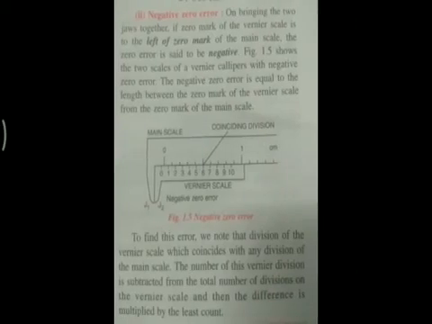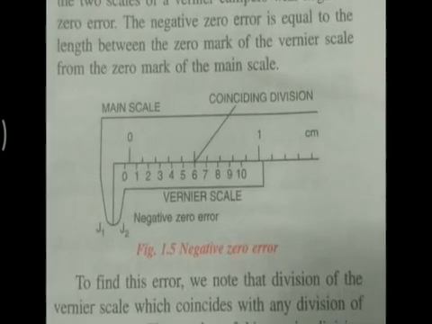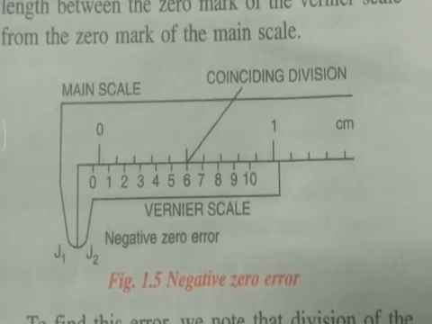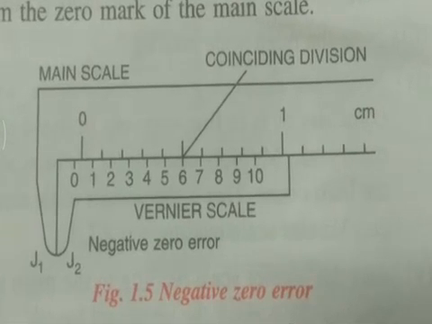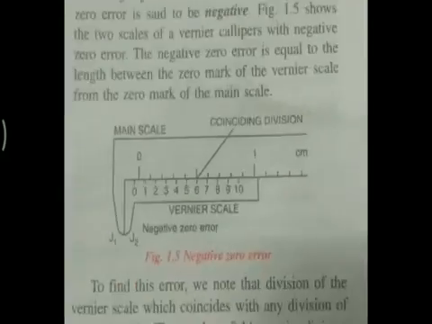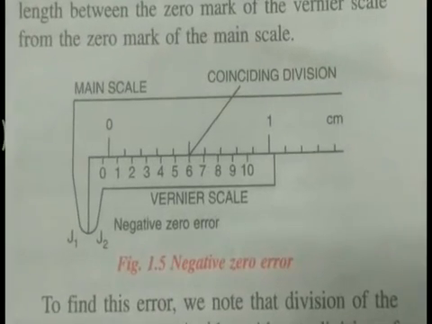Next is your negative zero error. In case of negative zero error, whenever you bring two zeros together, if the zero mark of the vernier scale is to the left of the zero mark of the main scale, see over here, the zero is on the left of the main scale, right? So this is called your negative zero error. Now again, you need to calculate the coinciding division. Here I have taken the same example. See, the sixth division is the coinciding division.